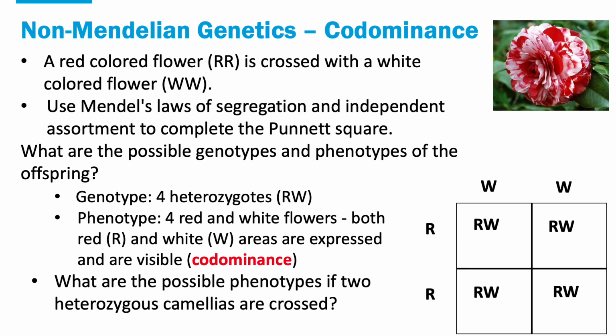So what are the possible phenotypes if 2 heterozygous camellia flowers are going to be crossed? So you're going to have 2 heterozygous, so red and white are both going to be represented. If you would pause the video for a second and complete that Punnett square. Okay, hopefully you guys have finished your Punnett square. Again, we were crossing in codominance, heterozygous.